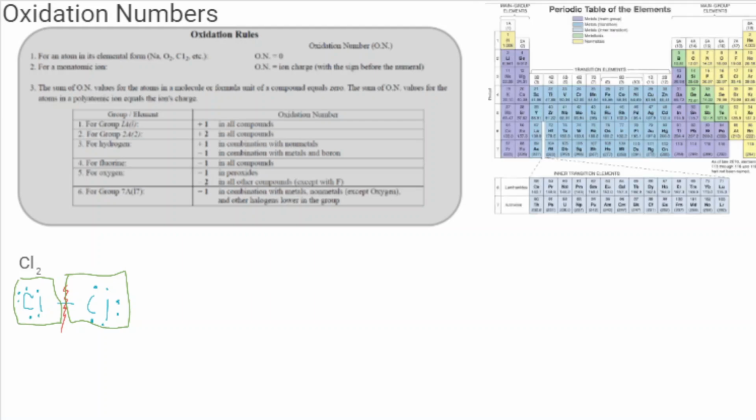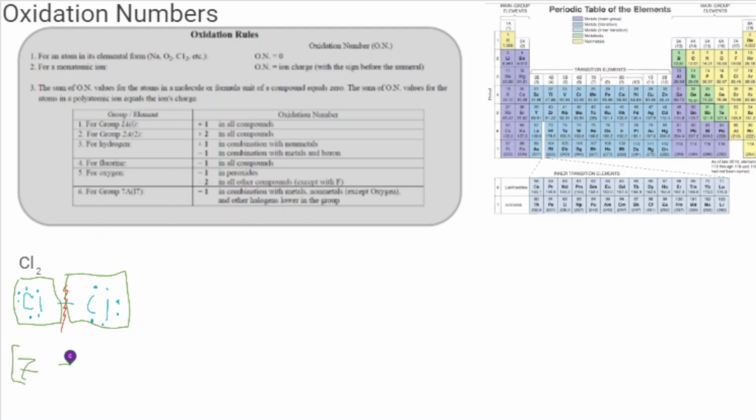So if we pull up a periodic table, we can look at chlorine and see it's right over here. So it'd have 1, 2, 3, 4, 5, 6, 7 valence electrons. I'm going to do it using Lewis dot structures to begin with. So we'd have 7 valence electrons.